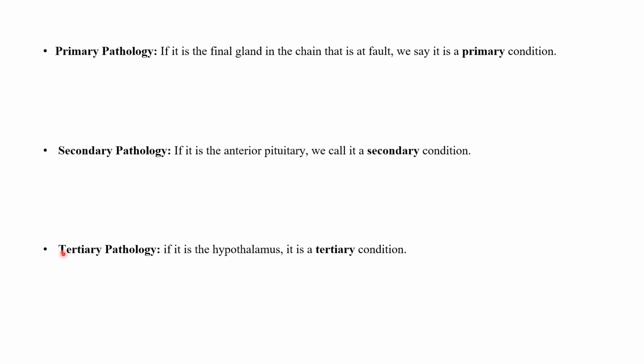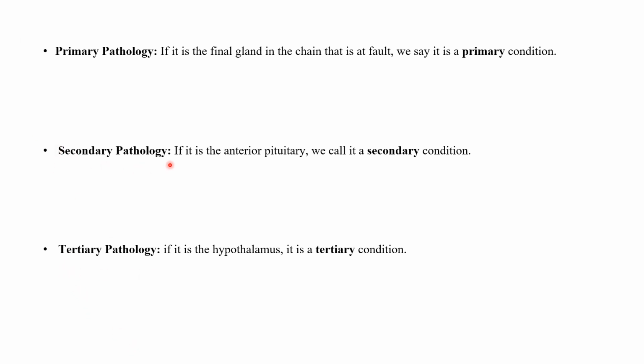For example, let me give you an example. Hypothalamus is making too much of TRH. What is TRH? Thyrotropin releasing hormone. So what will happen? As a result, the anterior pituitary will make too much of TSH, thyroid stimulating hormone. And as a result, the thyroid gland will make too much of thyroid hormones T3 and T4. So in tertiary pathology, TRH will be high, TSH will be high, T3, T4 will be high, right? And we call this tertiary pathology.